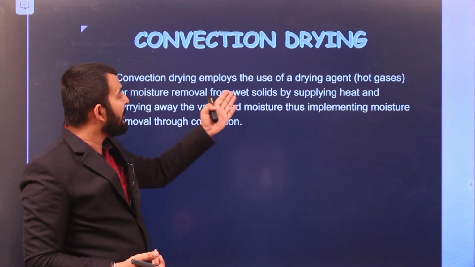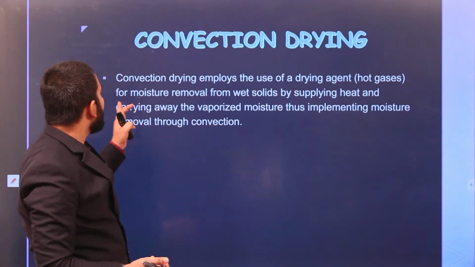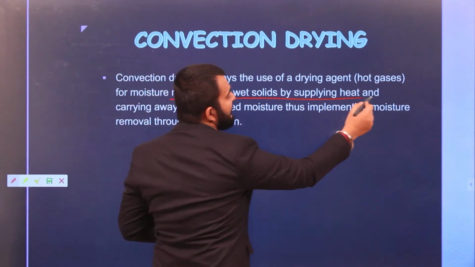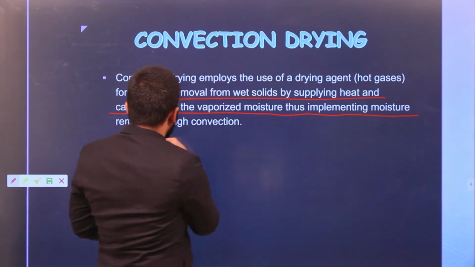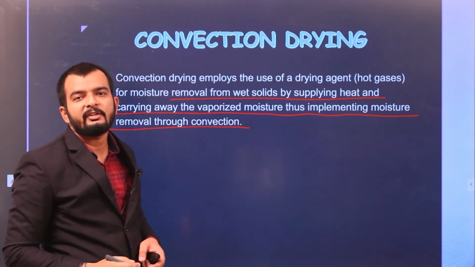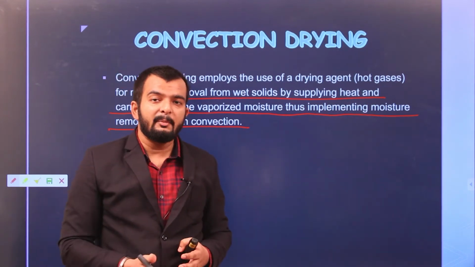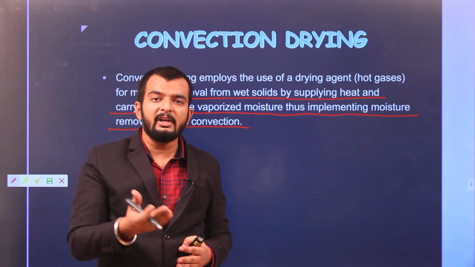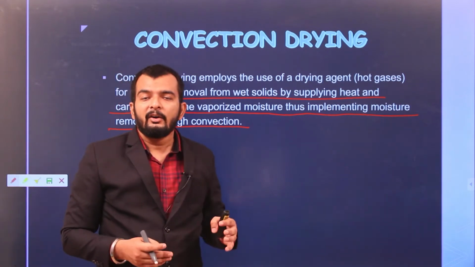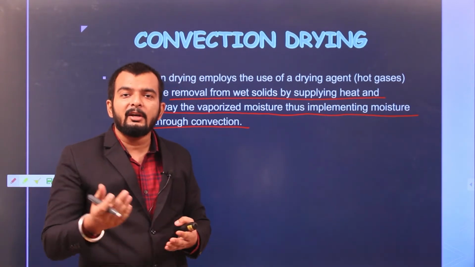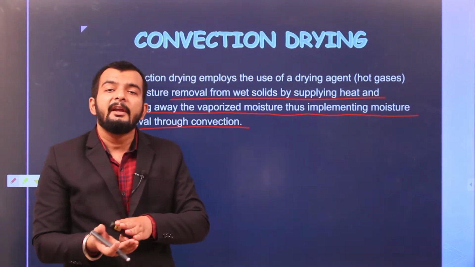Convection drying employs the use of a drying agent, usually hot gases, for moisture removal from wet solids by supplying heat and carrying away the vaporized moisture, thus implementing moisture removal through convection. So what is happening? See, in case of conduction, heat was being supplied from a contact surface which was usually a solid surface, usually metallic. In conduction drying, the heat was supplied through a contact surface, but the moisture removal was independent of this heating surface.